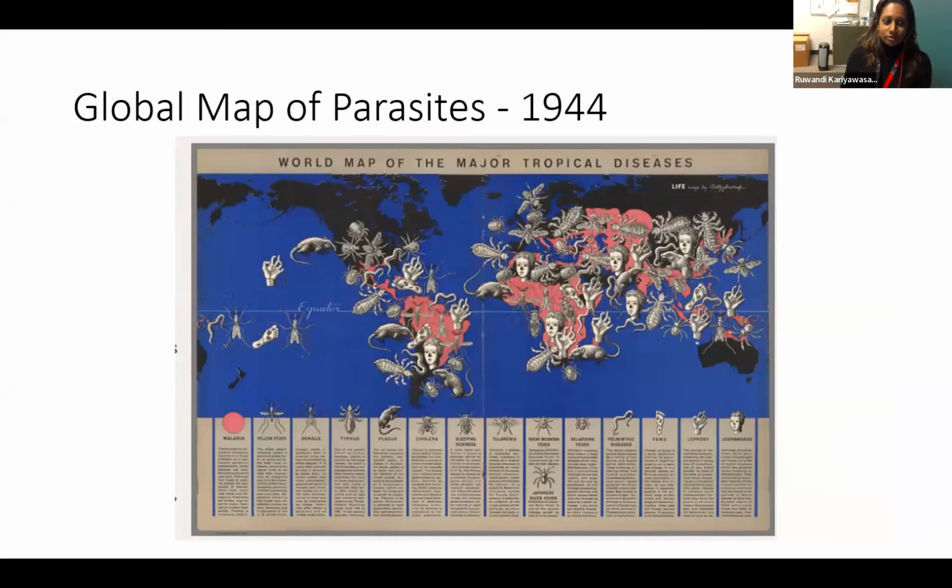And so this I thought was a really neat map that I wanted to share. It's a global map of not only parasites, but other infections from 1944. And I don't think much has changed with this distribution. You can see the red is actually indicative of areas endemic for malaria. And there's a bunch of other figures that you can see, and all those are representing different kinds of diseases. I just wanted to highlight that, unfortunately, not much has changed with regards to the distribution of some of these diseases and specifically parasites.